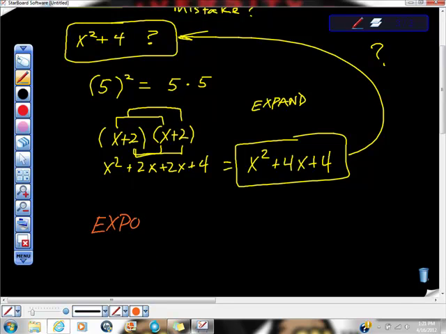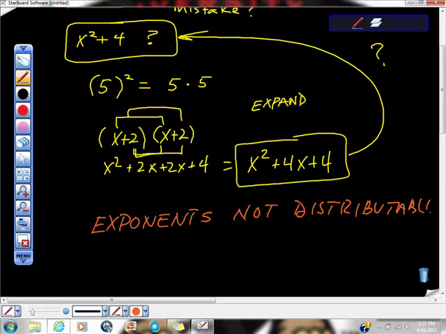exponents are not distributable over addition. So many people do this that it's really worth knowing.